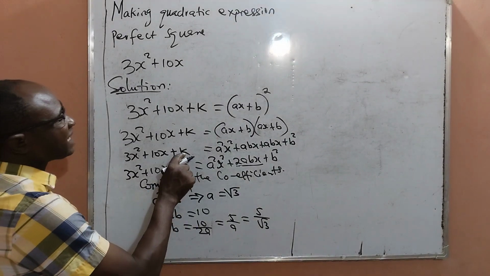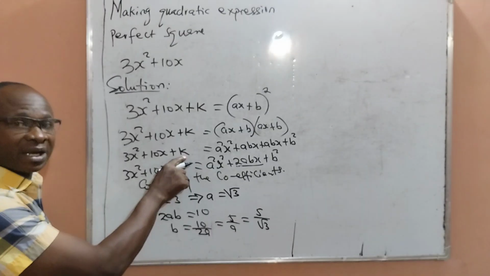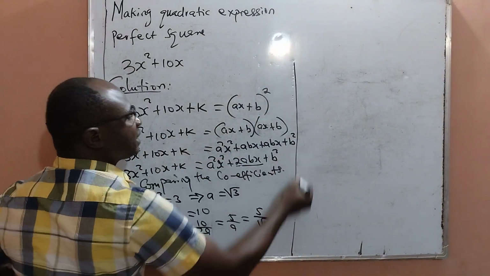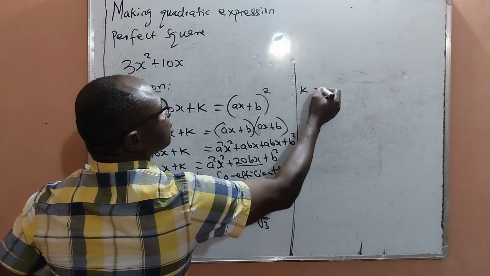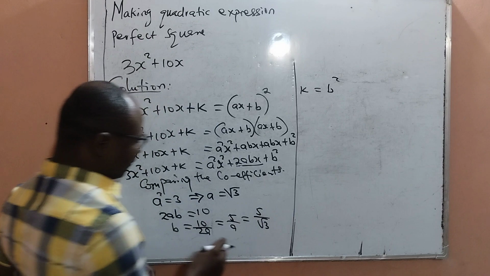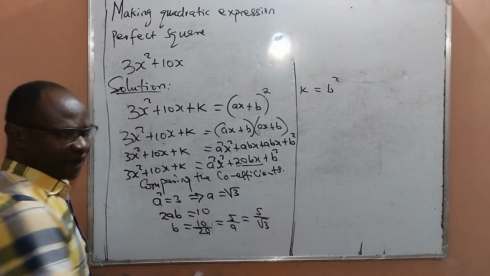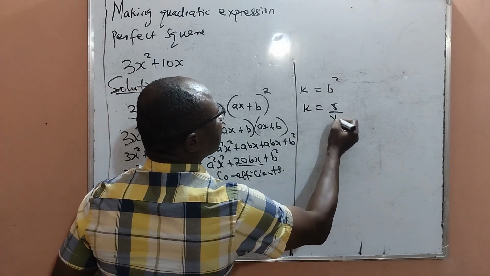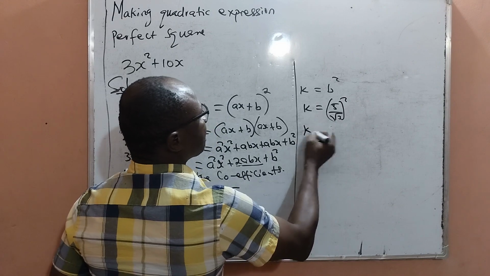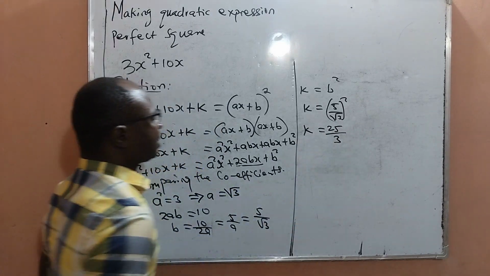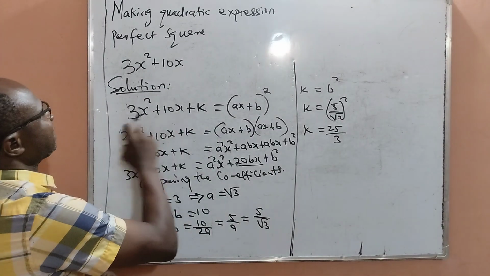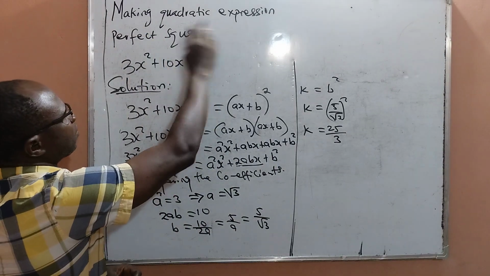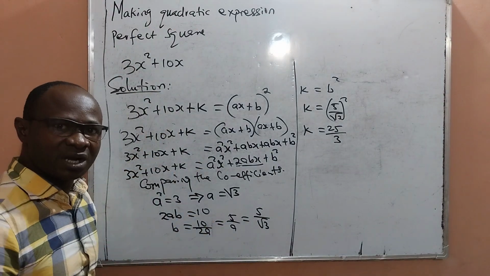Also, comparing the constant term, which is what I am looking for, the value of k, it is going to be equal to b squared, meaning that k is equal to b squared. I have gotten b as 5 all over root 3. This means that k should be equal to 5 all over root 3, all raised to the power 2, meaning k is now equal to 25 over 3. Remember, we are looking for the constant that should be added to the expression in order to make it a perfect square. How to make a quadratic expression a perfect square. That is what the topic is all about.